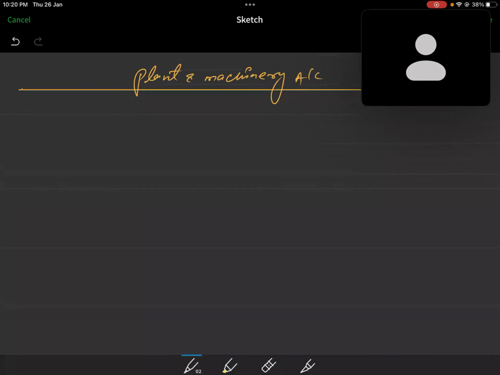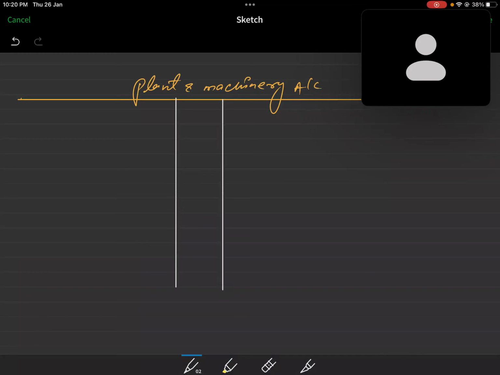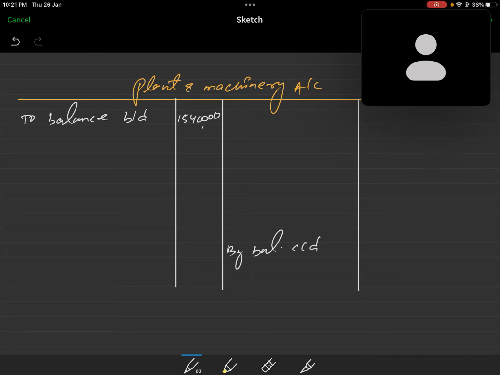And as I told you, whenever we prepare the account, on the debit side we'll be writing the opening balance, to balance b/d. It was given in the question as 15,40,000. Right? Yes, sir. And on the credit side, the closing balance should be written by balance c/d, which is also there, 19,10,000. Okay. And the question says that there is a depreciation. So let's write that by depreciation.